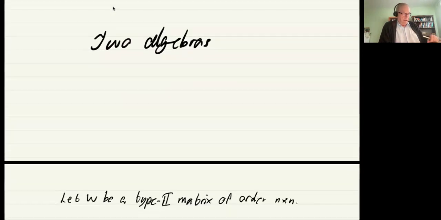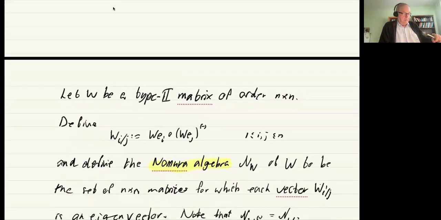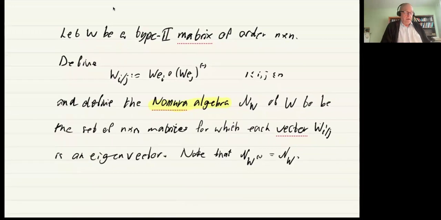Because now we're getting down to the dirtier stuff. I'm going to construct an algebra, actually a pair of algebras, associated to each type 2 matrix. Okay, so first the notation. I'm going to use W subscript I over J to denote the ratio of the ith column and the jth column of W.